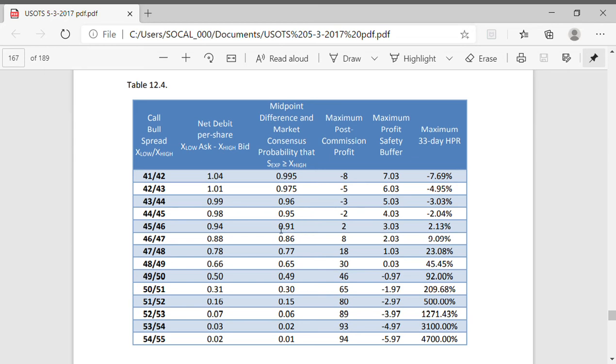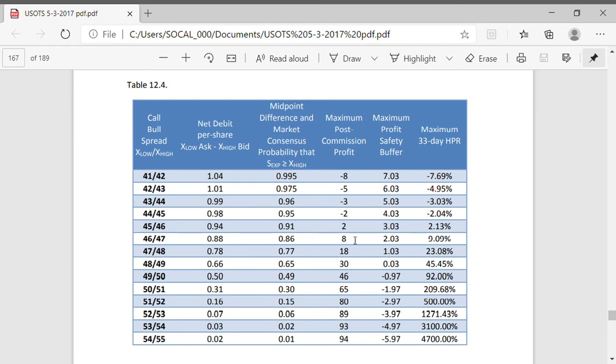So the most that this 45, 46 call bull spread can be worth for the contract is $100, and because this is per share, it's $1, and therefore 91 cents is what it should cost us to buy, and that's the probability, but it costs us 94. Right away, we're losing. It's like going to Vegas and gambling. Right away, the odds start working against you, okay?